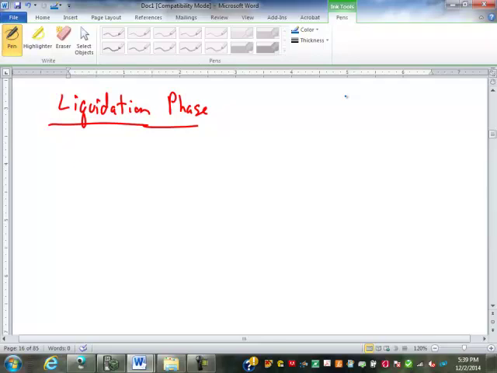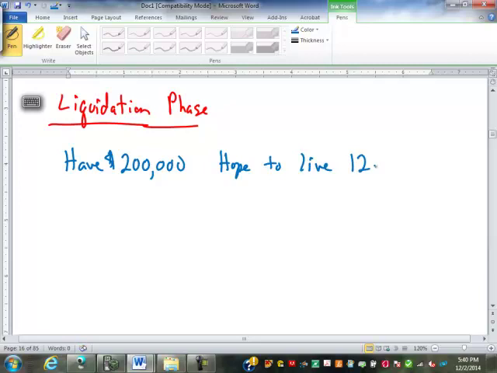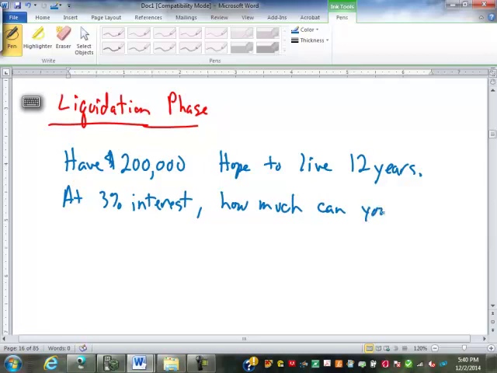So let's say you have $200,000 saved up for retirement. And you hope to live 12 more years. Let's say you're going to draw 3% interest. How much can you draw out each month? So we're going to start out with the $200,000.